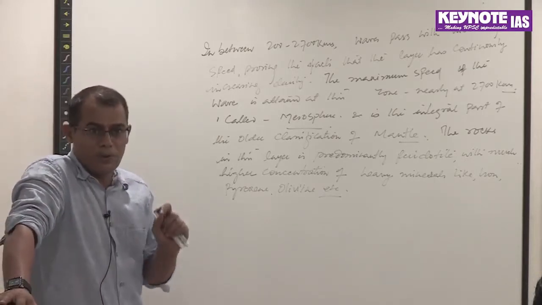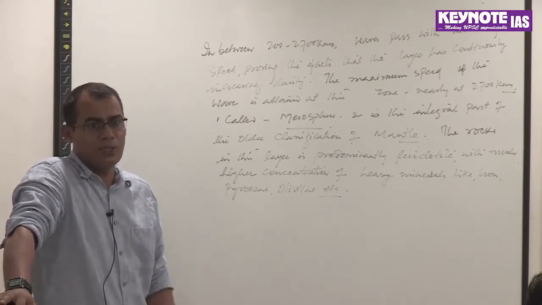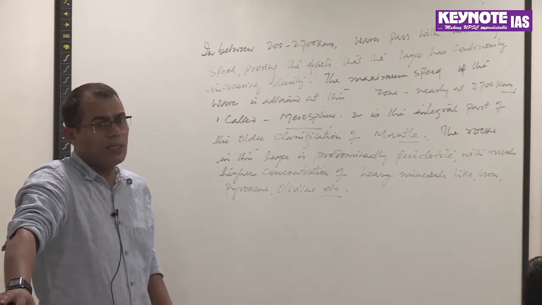Peridotite is the type of rock. The way we have granite, basalt, rhyolite, gabbro, one is peridotite, which is found in the interior of the earth.